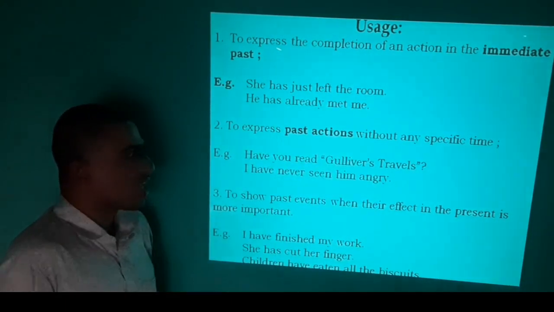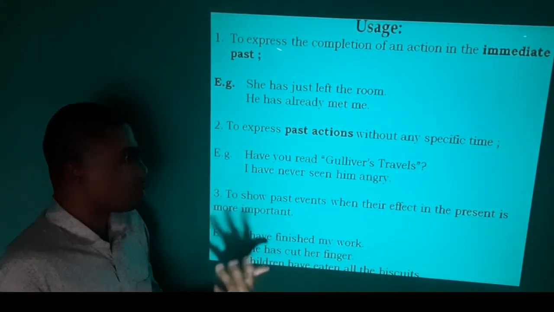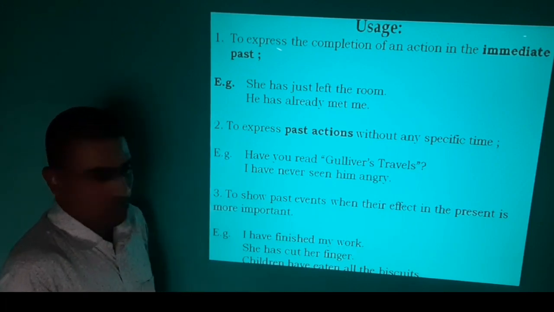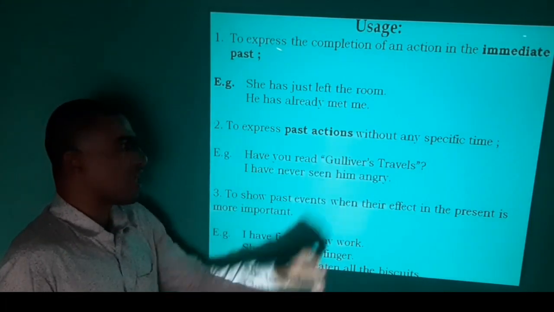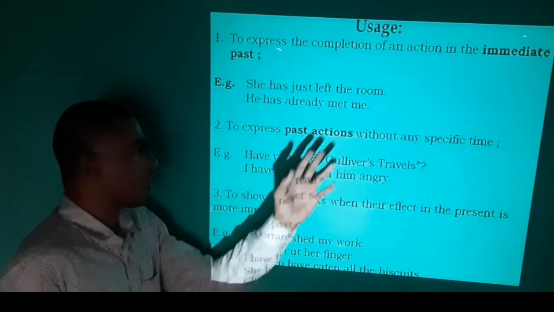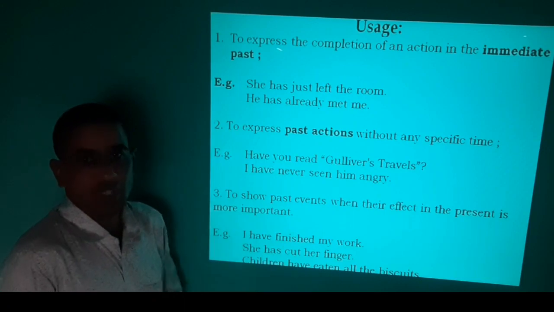To express past actions without any specific time. When you do not want to mention any specific time, then also we use the present perfect. Like, have you read Gulliver's Travels? Or, I have never seen him angry. In such things, we are not exactly mentioning any specific time.